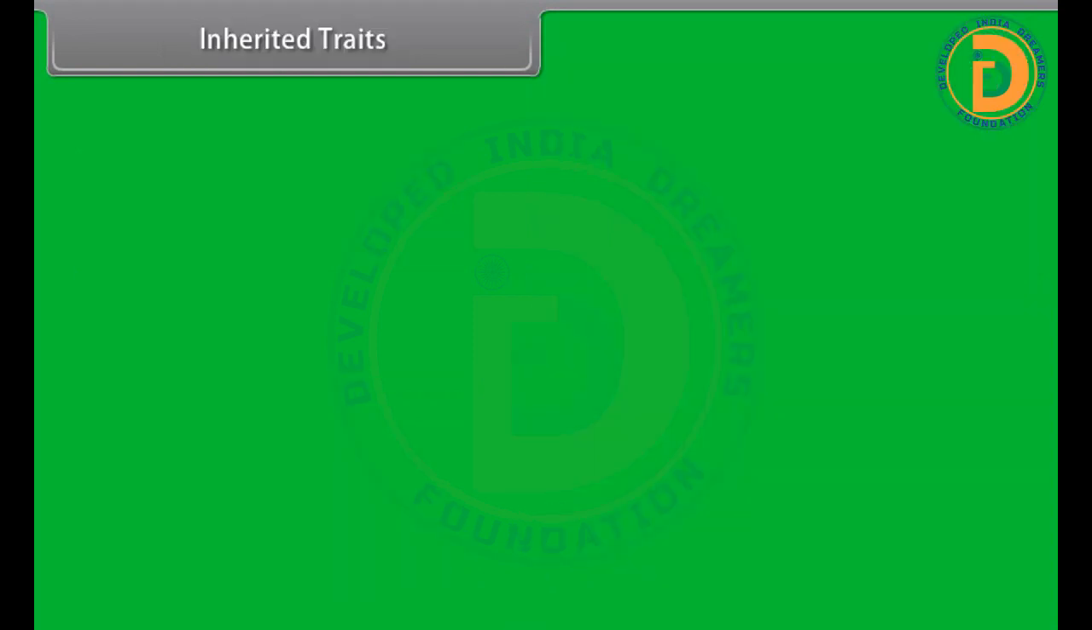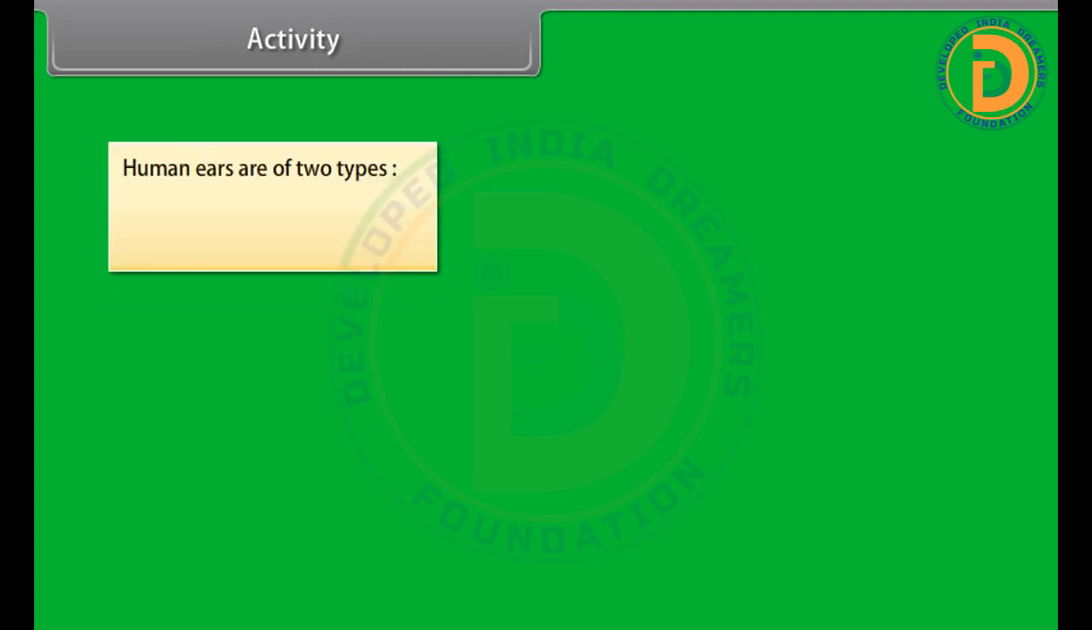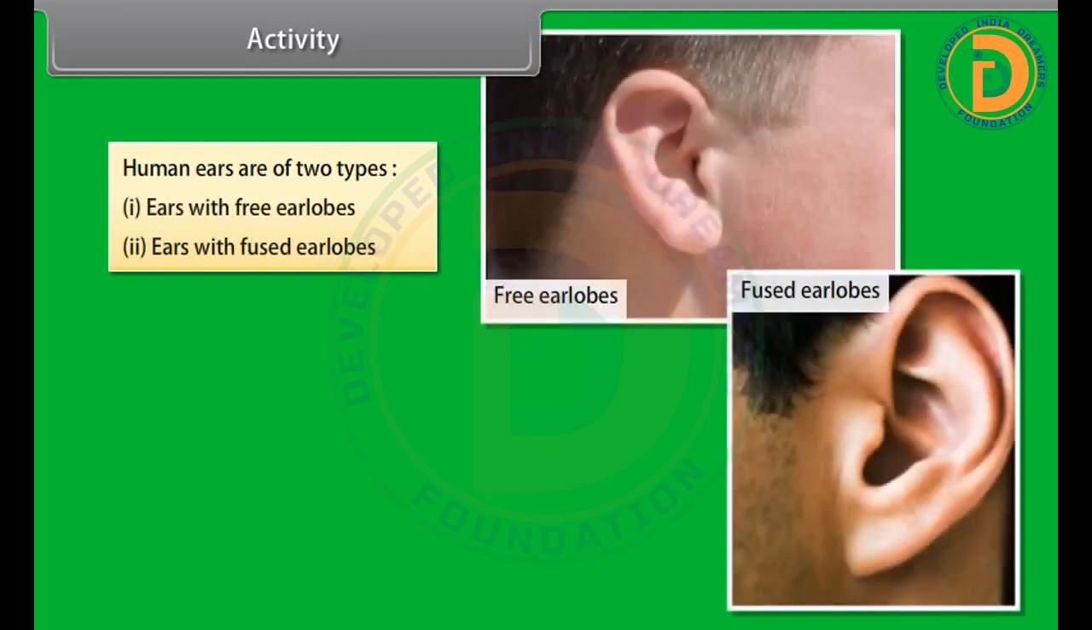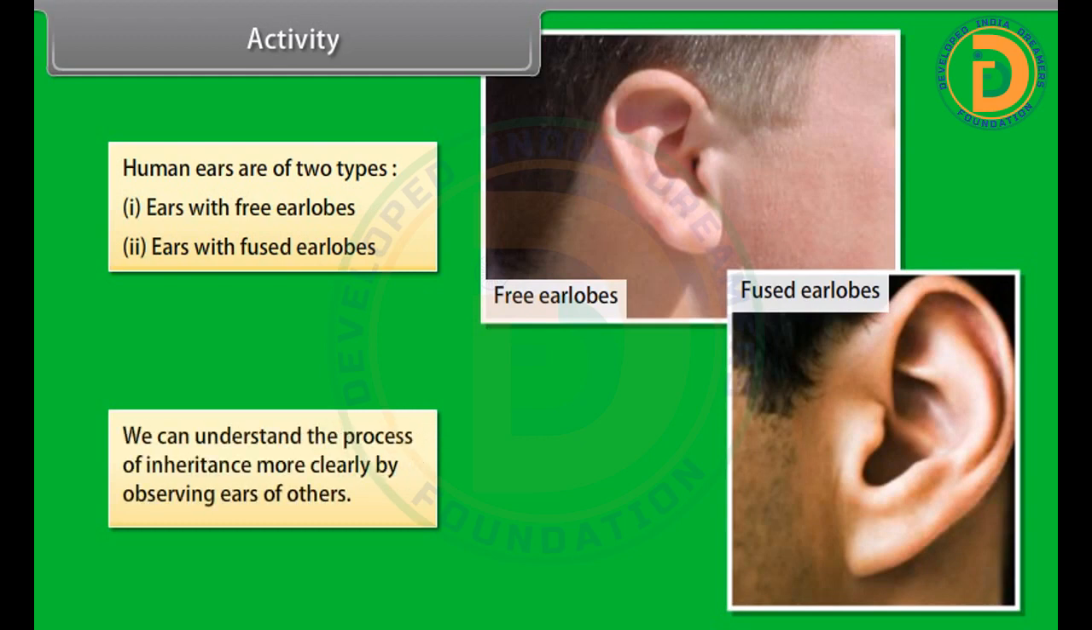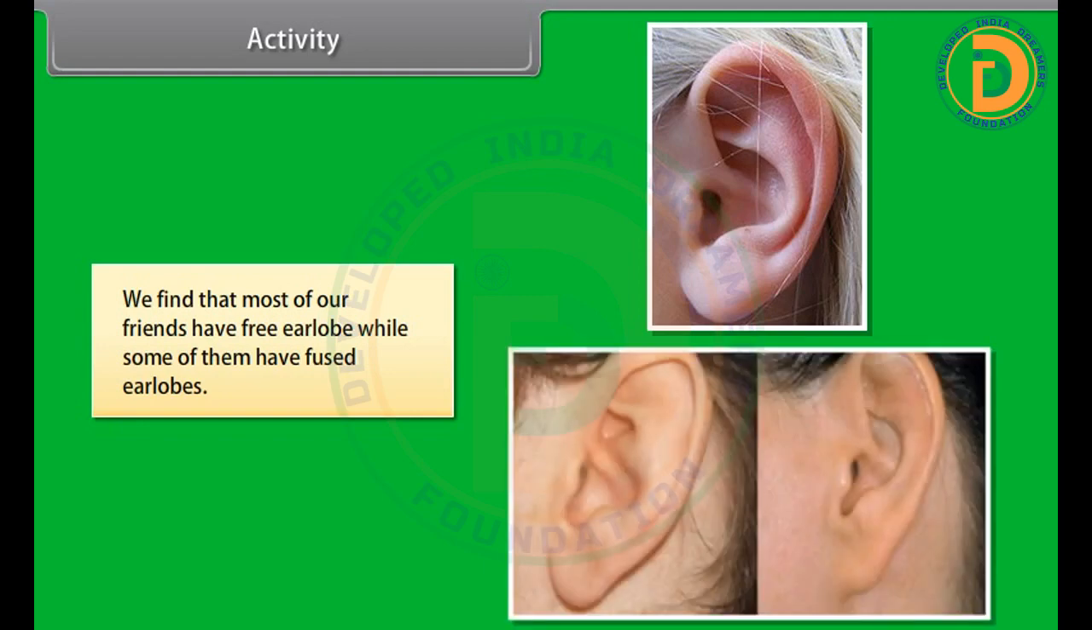Inherited traits. Those traits which are controlled by genetic materials and are obtained by parents' inheritance are called inherited traits. Activity. Human ears are of two types: ears with free earlobes and ears with fused earlobes. We can understand the process of inheritance more clearly by observing the ears of all the students in the classroom. We find that most of our friends have free earlobes, while some of them have fused earlobes.